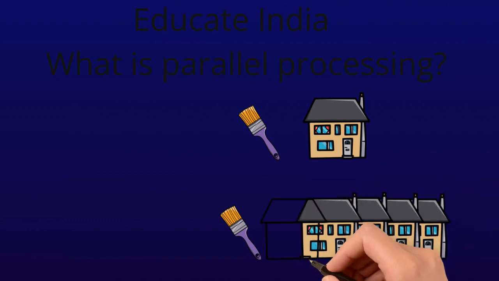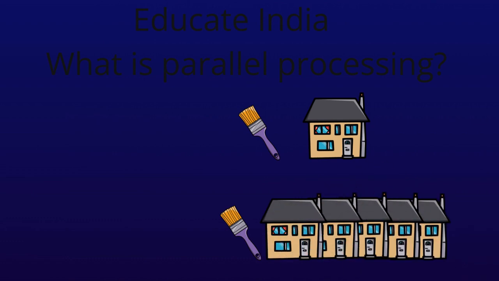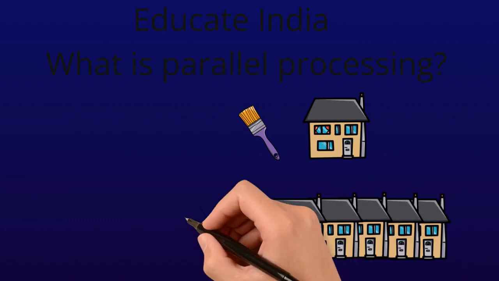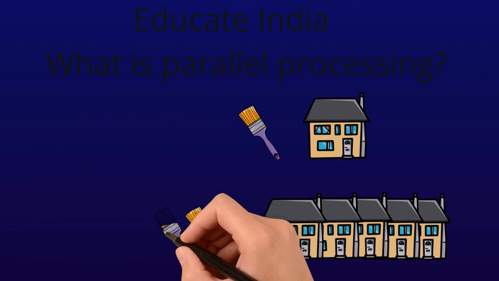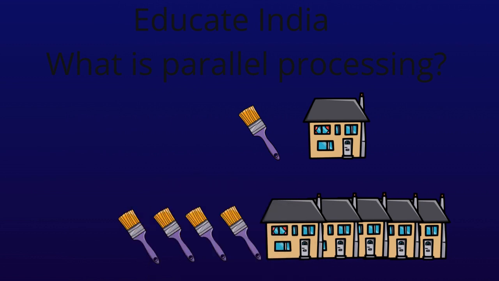But we can reduce the time to paint the houses if we increase the number of people painting. So if we have the same number of people as the number of houses, and each person takes 1 day to paint one house, all the houses will be painted in 1 day. Each person will simultaneously paint a house and therefore the time required will be reduced.